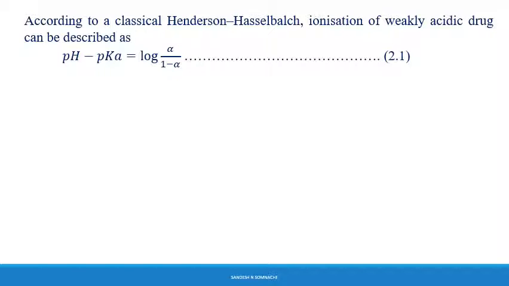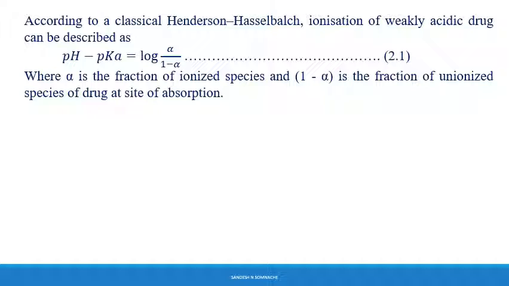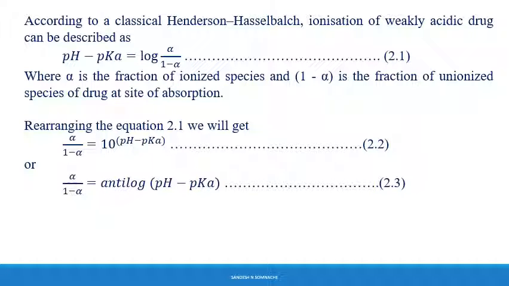Now, according to the classical Henderson-Hasselbalch equation, the ionization of a weakly acidic drug can be described as pH minus pK is equal to log alpha upon 1 minus alpha. Alpha is the fraction of unionized species of the drug at the site of absorption. After rearranging, we get the equation alpha upon 1 minus alpha is equal to 10 raised to pH minus pK, or antilog of pH minus pK.